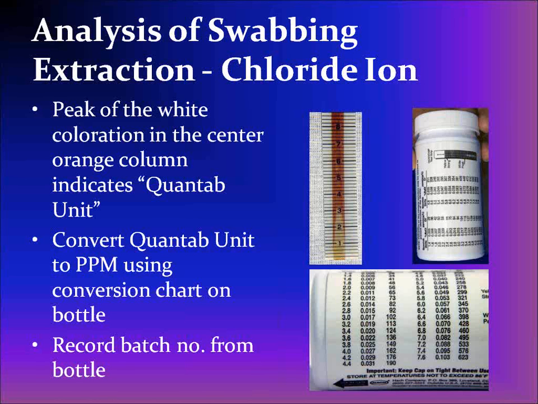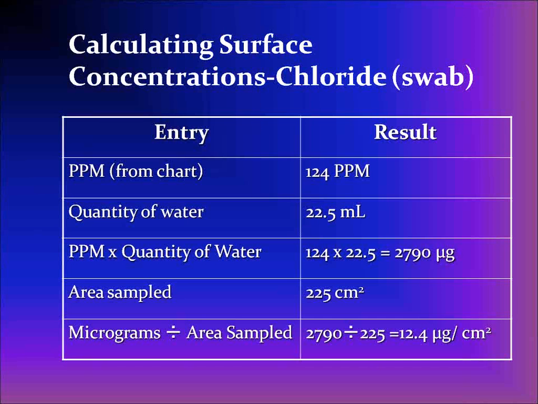Remove the test strip from the beaker and locate the peak of the white mark on the orange wick or column. Read the Quantab unit value corresponding to the white peak from the scale, which is imprinted on the orange column. Each division between the numbers is 0.2 Quantab unit. Convert this value to parts per million, or ppm, of chloride using the conversion chart on the side of the bottle. Record the ppm value and the batch number from the bottle, as the chart on the bottle can change as a new batch of strips is manufactured.